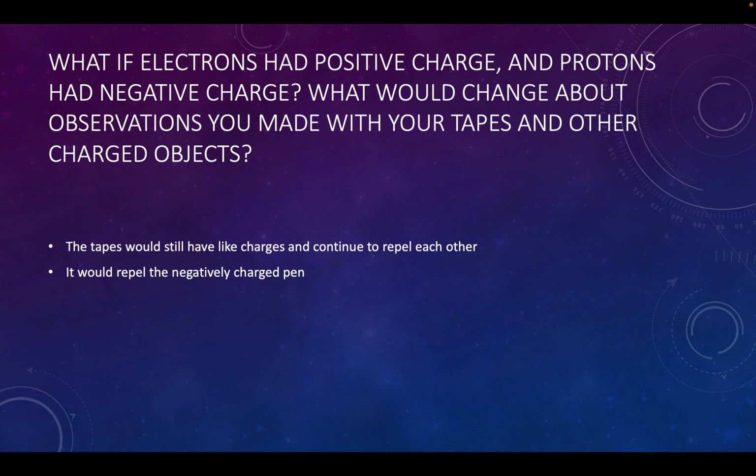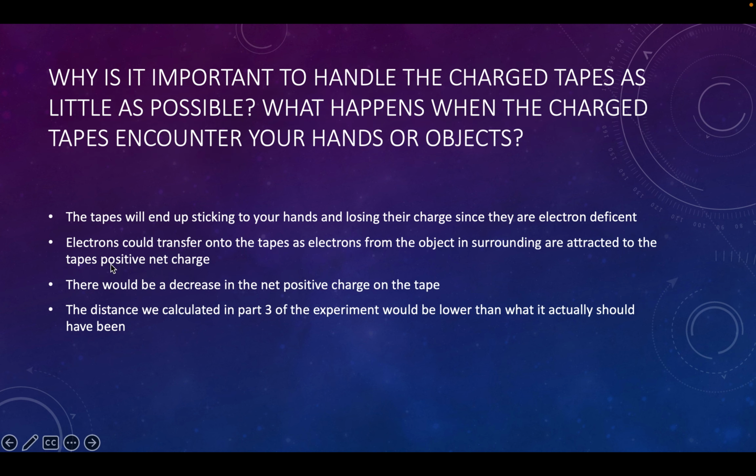And then, what if the electrons had positive charge and the protons had negative charge? What would change about the observations you made with the tapes on other charged objects? The tapes would still have the same charges, so they would continue to repel each other, and they would repel the negatively charged pen.